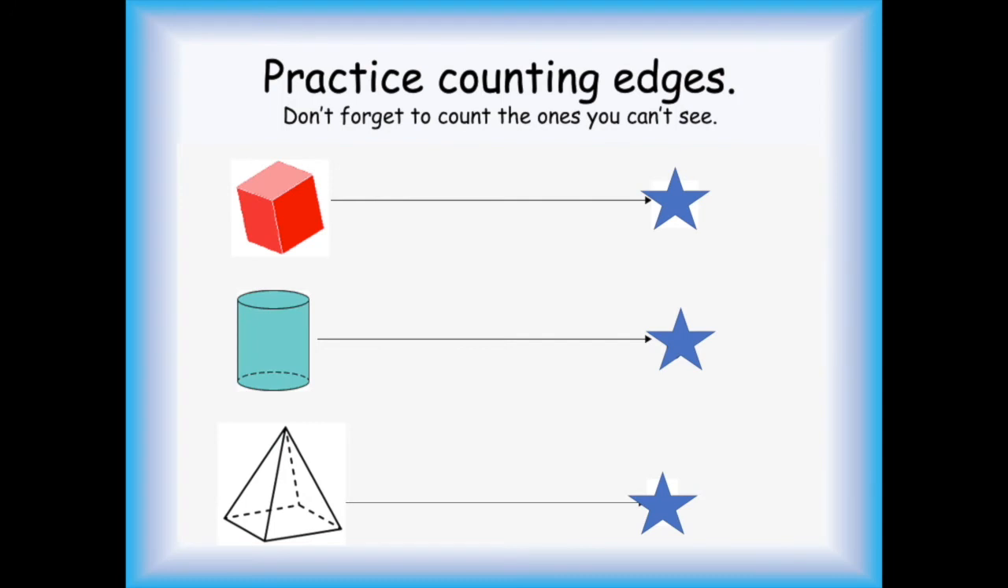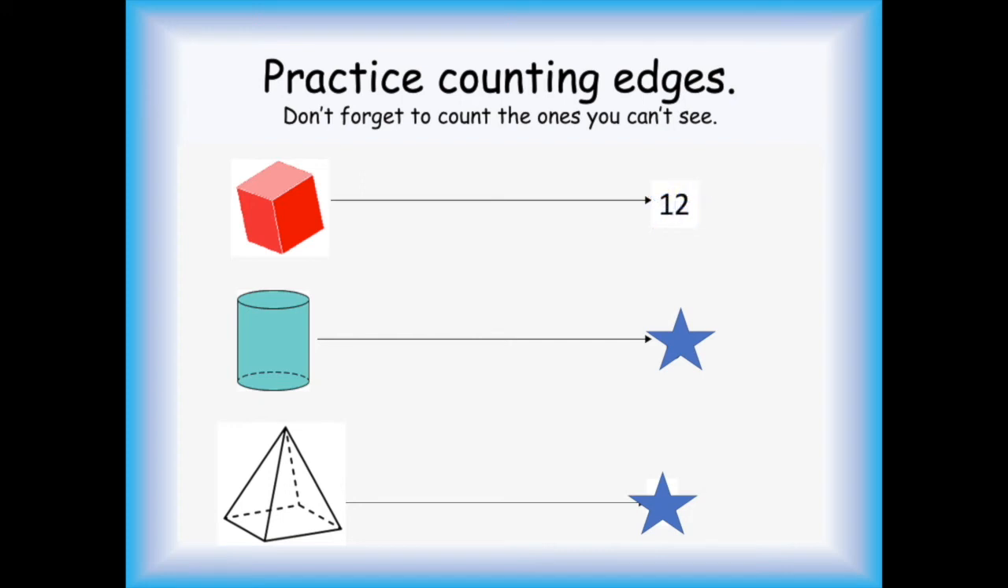Next, we're going to practice counting edges. Don't forget to count the ones you can't see. If you've forgotten, edges are the straight lines where 2 faces meet. And again, for the cube, it's nice to grab something like a cereal box or a Kleenex box, and you can feel the edges because a cube is the same as a rectangular prism for attributes. Ready?